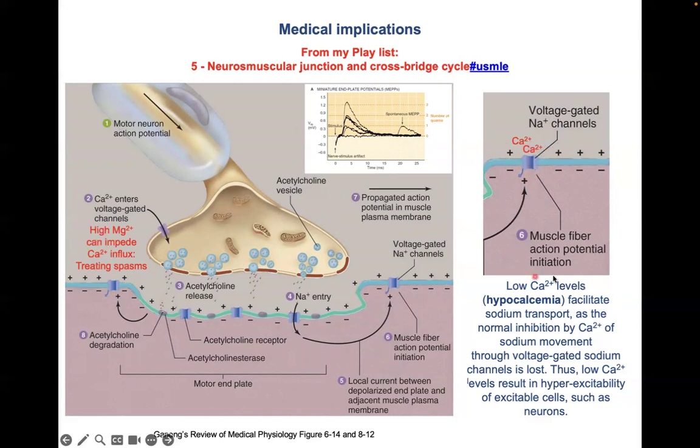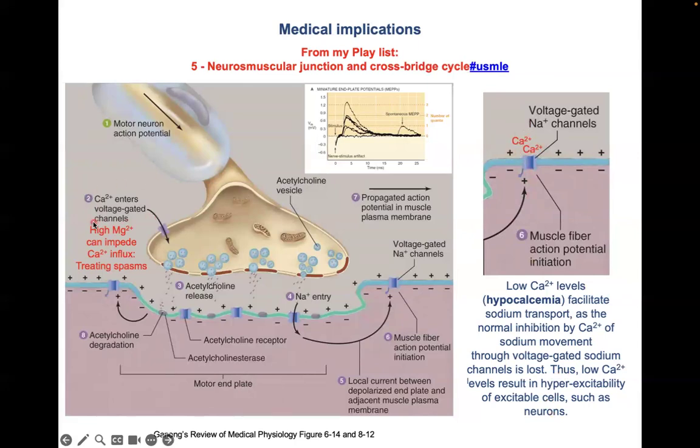So in the case of hypocalcemia, low calcium levels, okay? Low calcium levels facilitate sodium transport as the normal inhibition by calcium of sodium movement through voltage-gated sodium channels is lost. Thus, low calcium levels result in hyperexcitability of skeletal and smooth muscles, and also neurons. Okay? So, we can, for instance, treat hyperexcitability with calcium.